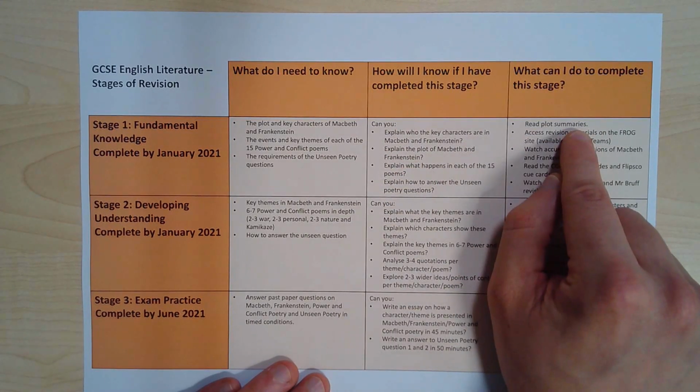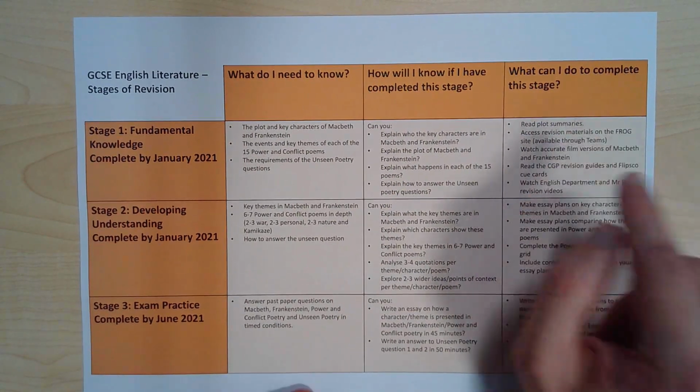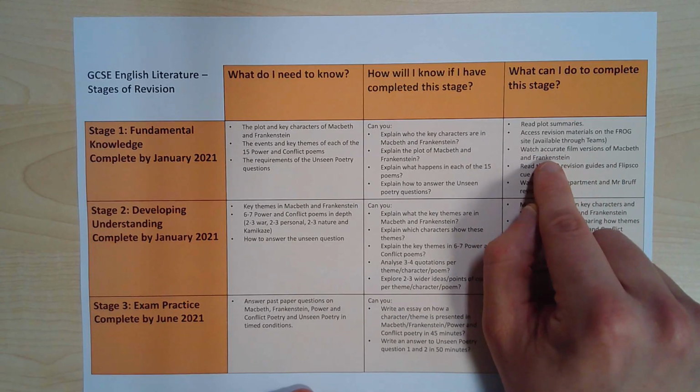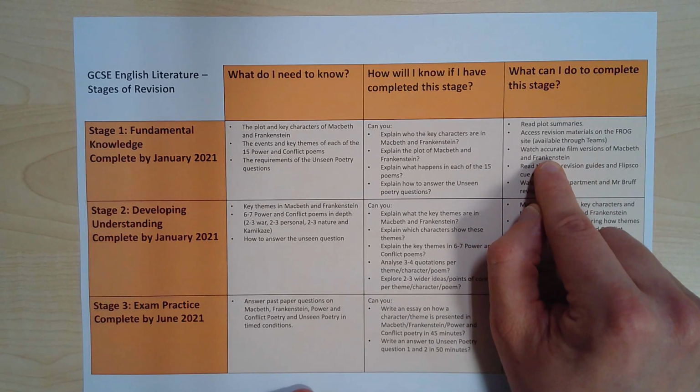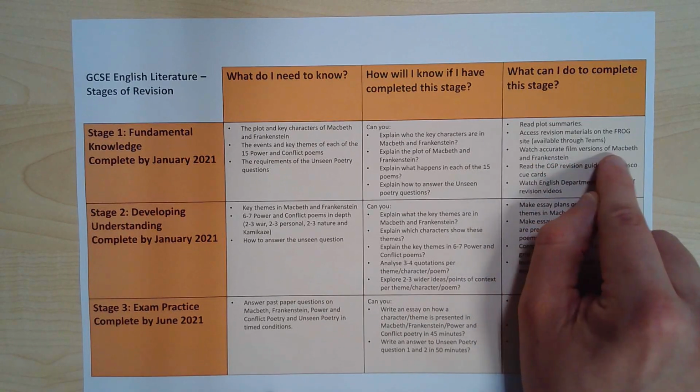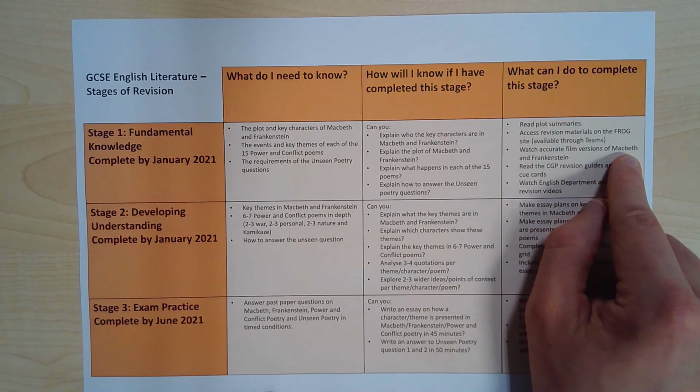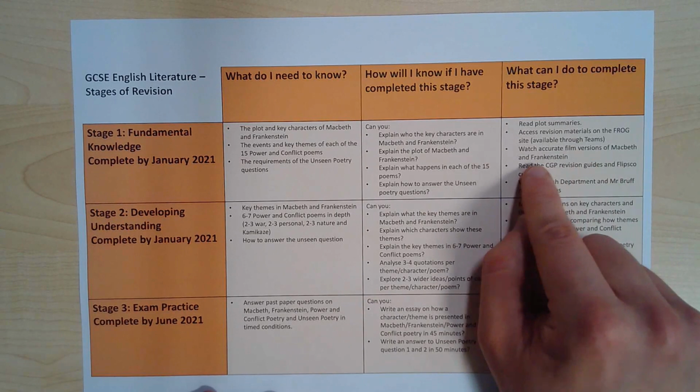Read plot summaries so you know what happens. It does say watch accurate film versions of Frankenstein. There aren't any versions of Frankenstein that are entirely true to the events of the novel, so it's a very difficult kind of text in that respect. With Macbeth, there are one or two scenes missing, but on the whole it's pretty much accurate. But for Frankenstein that doesn't exist.